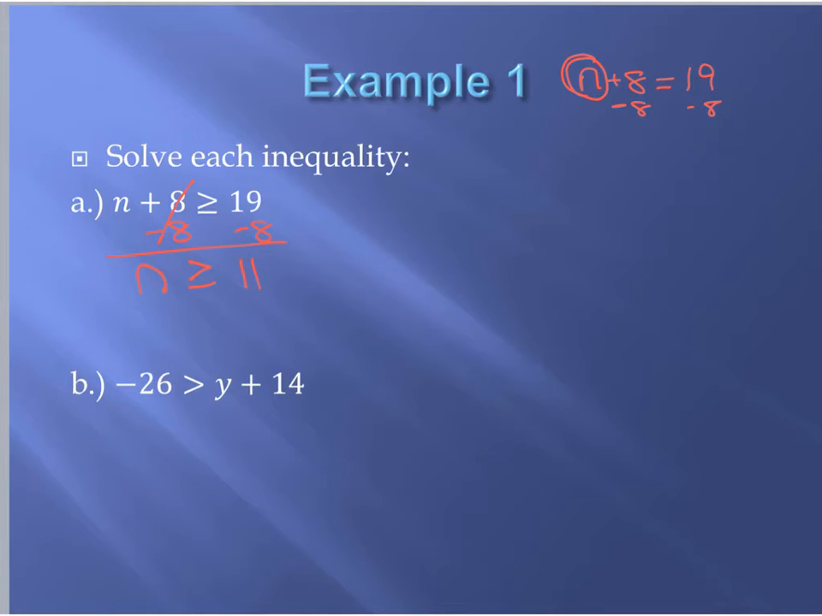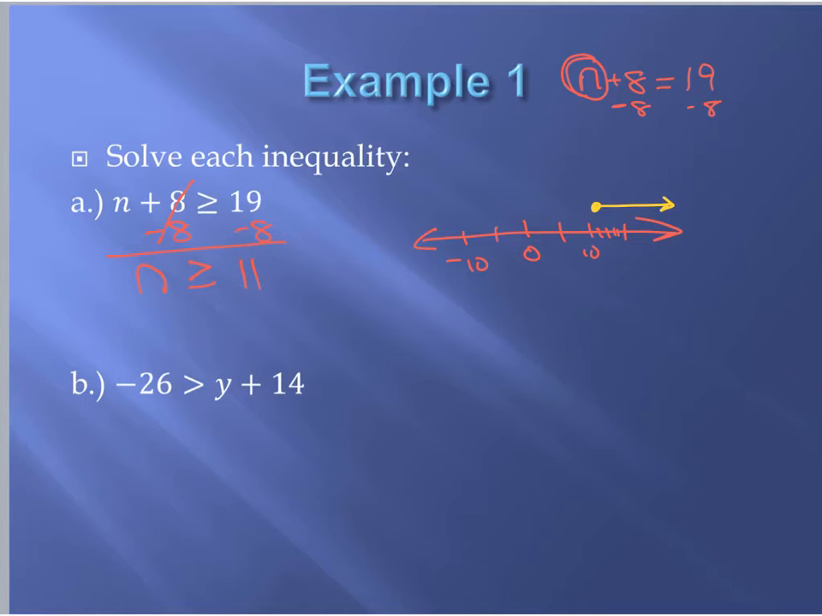And if you were to graph this on a number line, if we have 11, so here's 0, we'll say 5, 10, 15, negative 10. What this would look like would be a closed circle, because it's an equals to. So we're going to put a closed circle on 11. And if you recall, our arrow then is going to go this way.